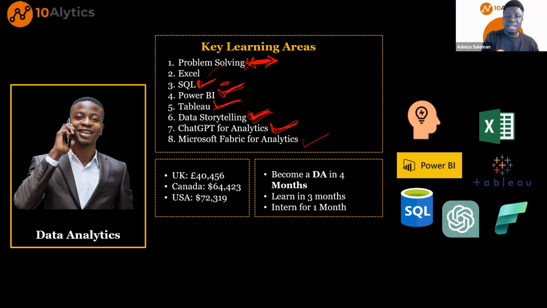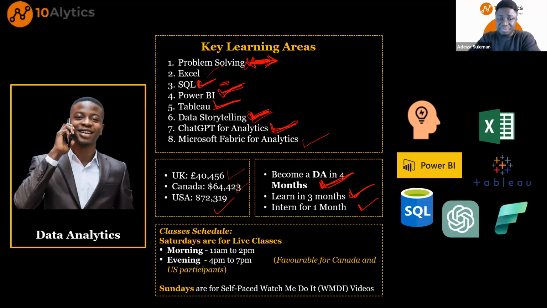And of course, how long does it take you to become a data analyst? 4 solid months of project-based learning, 3 months project-based classes, and 1 month internship. On the average in the UK as a data analyst, you earn about £40,000. In Canada, about 64,000 Canadian dollars. And in the US, about 72,000 US dollars.